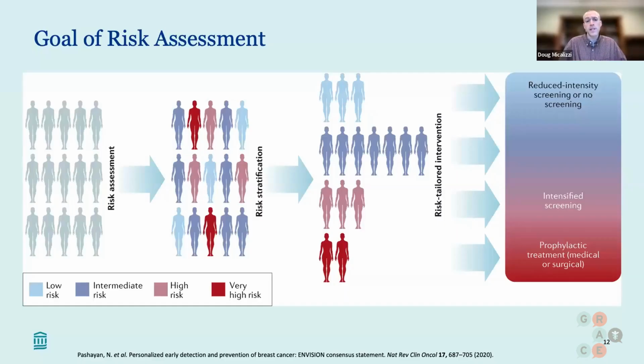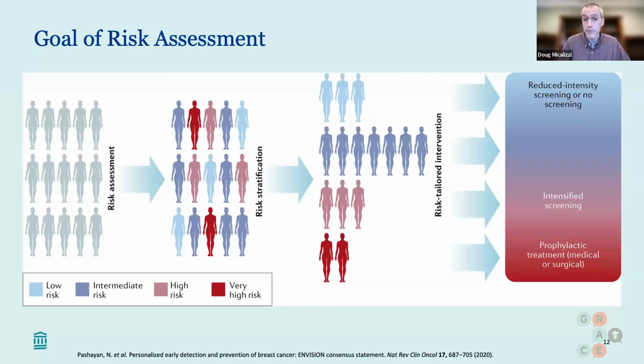And the concept here is shown in this diagram, where if we take the whole population of women and we are able to identify women who are high risk, medium risk, or low risk, we could then group them into different groups. And by grouping them, we could then tailor our screening in order to meet that level of risk.